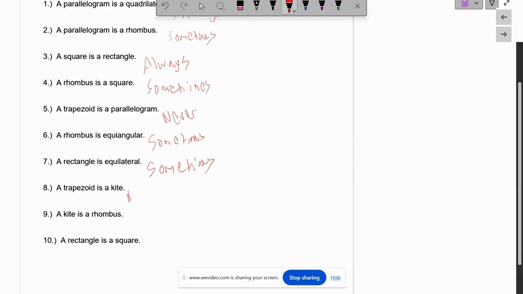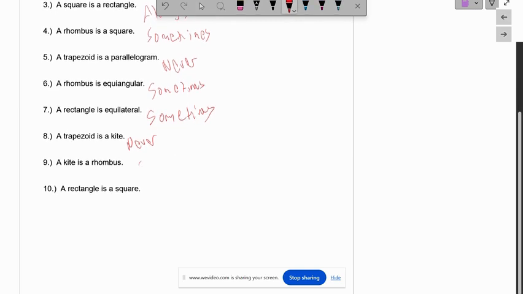A trapezoid is a kite. This is never. The trapezoid was on the right side of our graphic organizer. Kite was on the left. They were never connected other than at the top of being quadrilaterals. So there you go. A kite is a rhombus. This is sometimes. And again, it's because the kite was higher up on the scale or on the diagram. And then a rectangle is a square. This is sometimes. This is something you've heard since you learned rectangles and squares. But again, there you go.